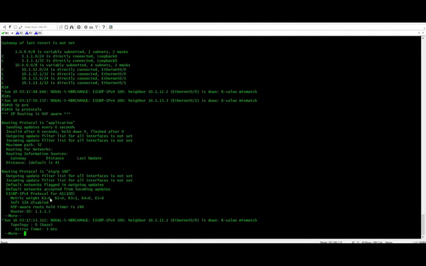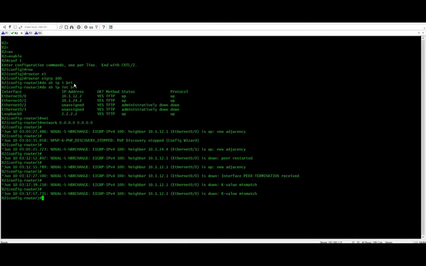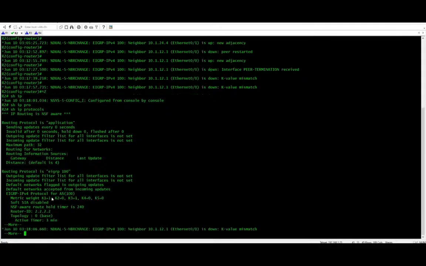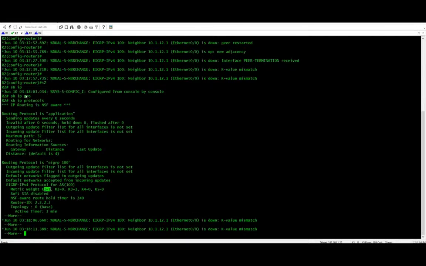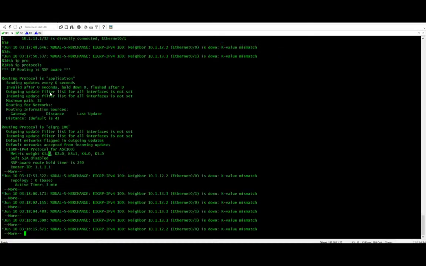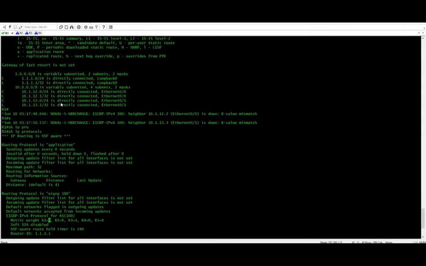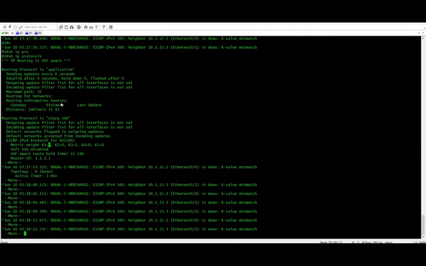But if you check on R2, you find that show ip protocols shows K1 is 1. The bit is on. This is the problem. So I have to change it on all the routers. You cannot change it on one router. You have to change it on all of them. So I go and change it on all the routers.